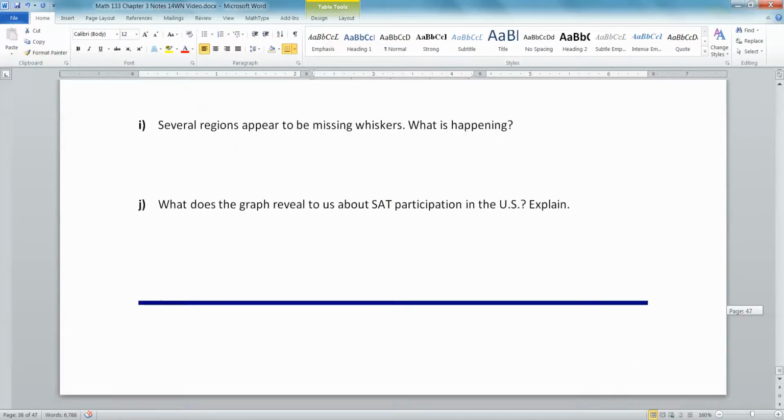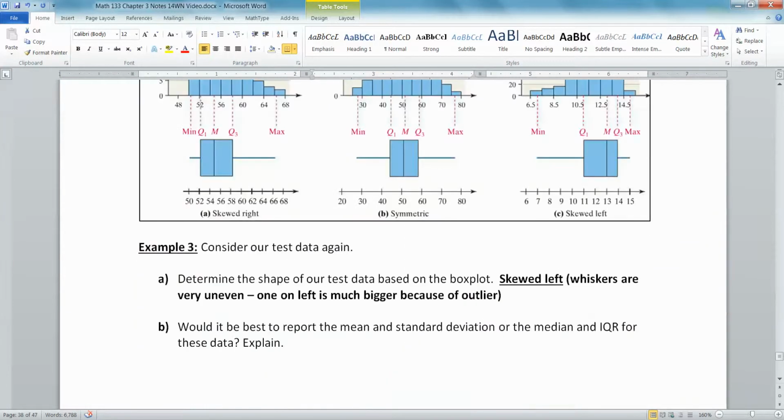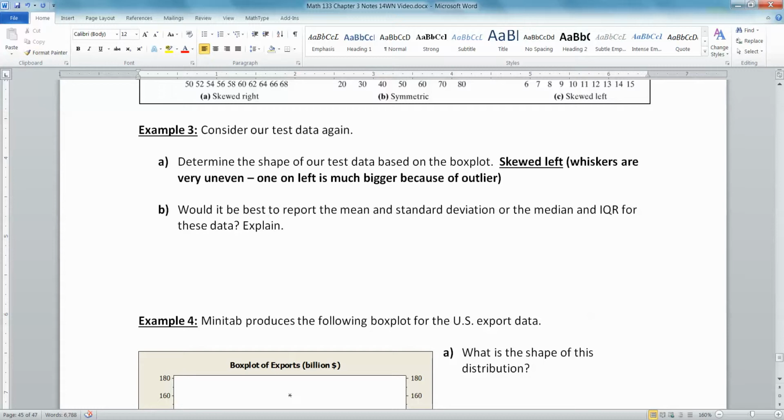So if that's the case, then for our particular data set, we'd be better off with the median and the IQR because they are resistant to the skew that this data has. Skewness of the data. That's a word.